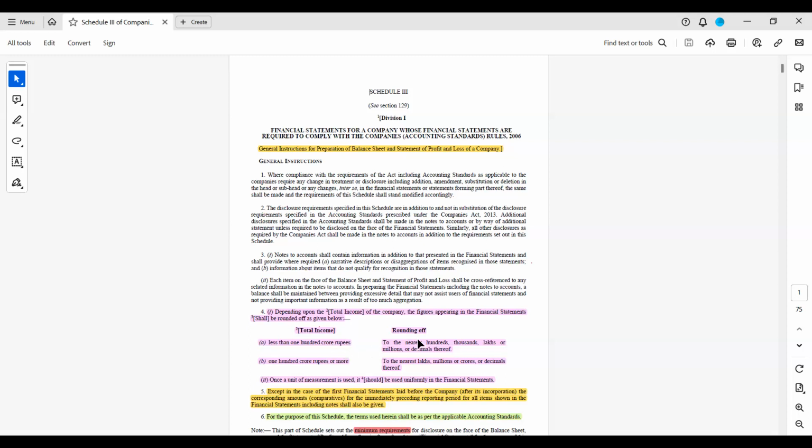the minimum threshold for less than 100 crore rupees. That means it has to be in nearest hundreds, thousands, not less than hundreds. So you can give in lakhs also, but not less than hundreds. If the turnover is more than 100 crore, then it should be minimum lakhs, not less than lakhs.